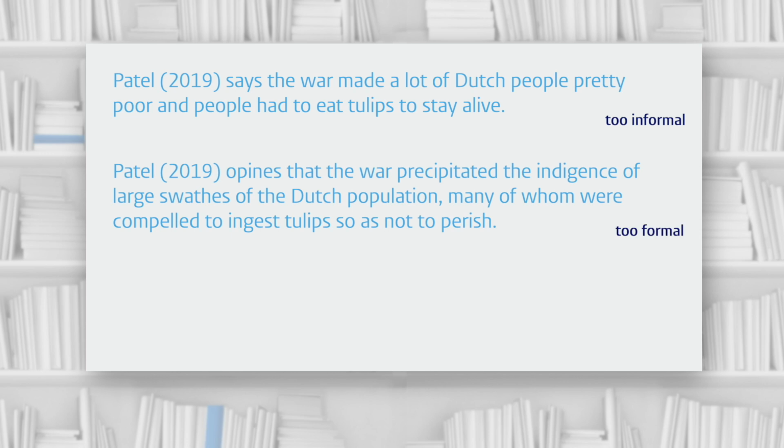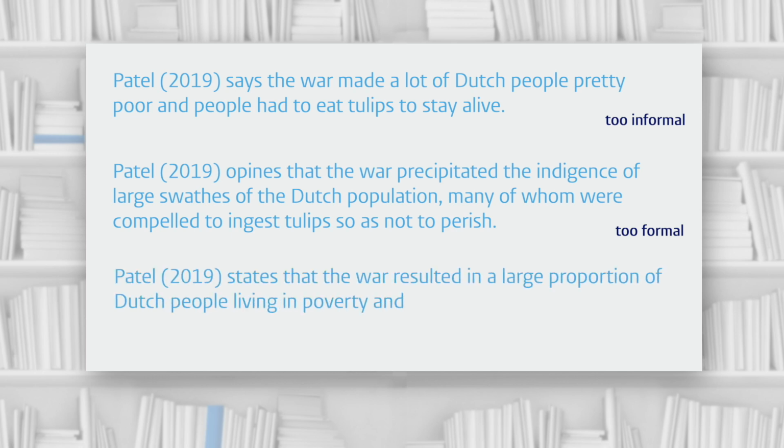So the aim should be to use formal academic language while still maintaining clarity. Patel states that the war resulted in a large proportion of Dutch people living in poverty and consuming tulips to survive. You see the difference here? The sentence is academic, but it's not difficult for the reader to follow. It's a good balance.